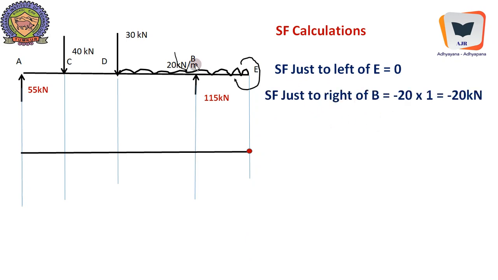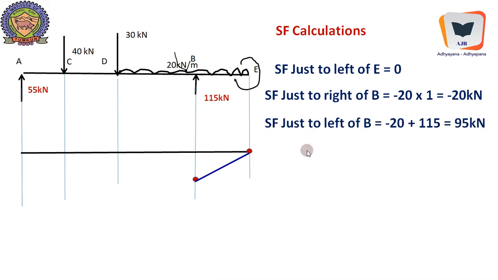SF just to the right of B, that is over here, is exclusively due to UDL. UDL equivalent concentrated load is minus 20 into 1, because it is going down. According to our convention, it is negative. It's minus 20 kilonewton. Once again, it is plotted over here and marked, and it is connected by a straight line because variation of shear force is a straight line as far as UDL is concerned.